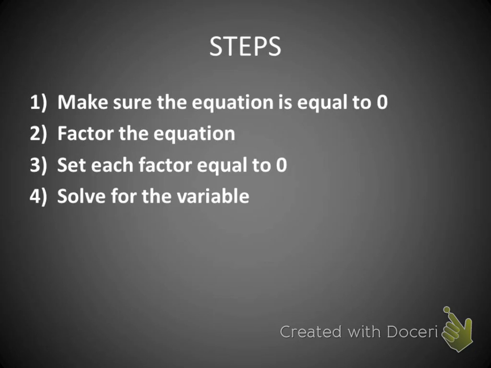So the steps that we want to go through for this process to solve a quadratic equation by factoring is we want to start by making sure that the equation is equal to 0. That's how we can use the zero product property. Second step is to write the equation in factored form. Then we set each factor equal to 0 and solve for the variable.